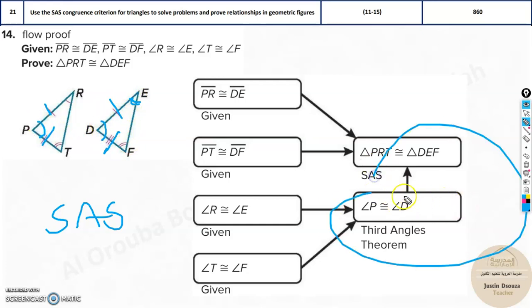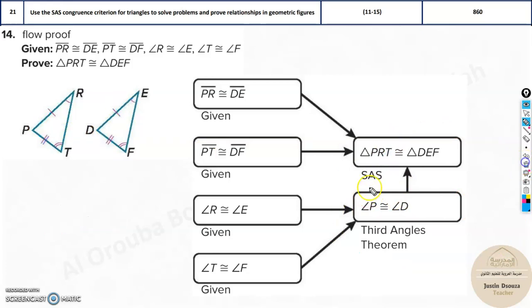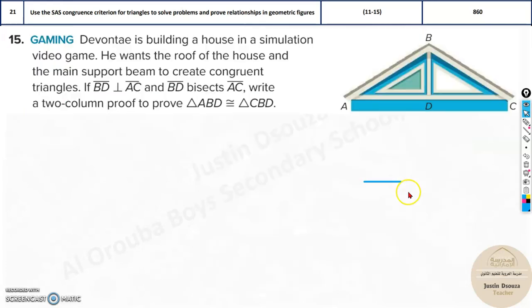So it's very important to write the statement. Otherwise, it's not the SAS postulate. So that is very crucial. So what happens? These two angles are given. So you tell this angle is congruent. Then you get the SAS postulate.